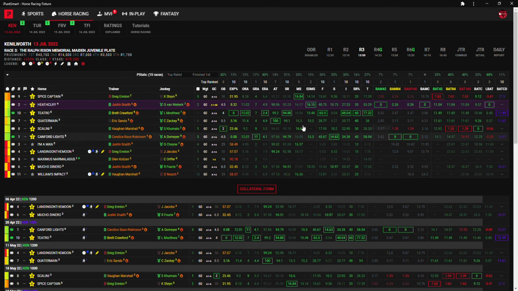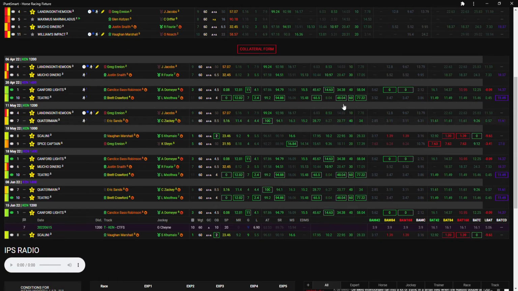So a lot of information to take in, but let's just look at the collateral form at the bottom here, and I've showed you all of these collateral form versus each other. So based on this, Canford Lights and Scalini, it looks like Scalini has done a little bit better previously, but Canford Lights didn't necessarily do very well, and it was also over 1200 meters.